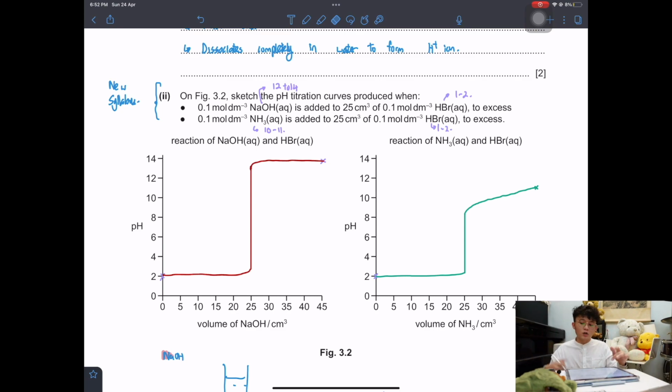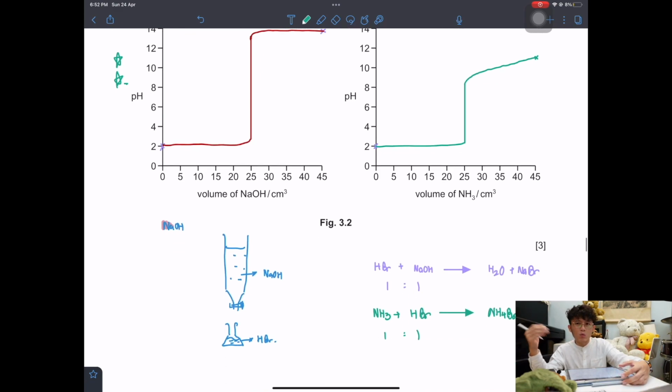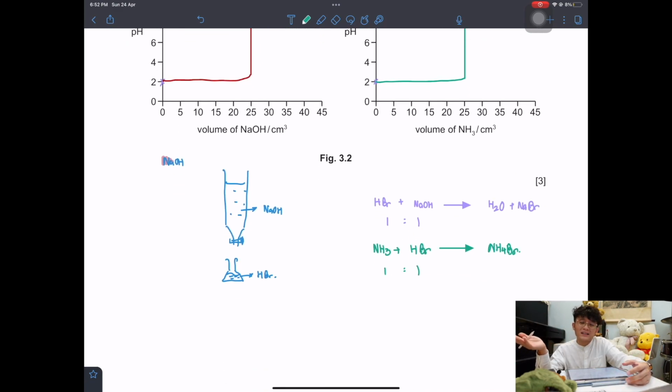Okay, so let's go. New syllabus guys, please remember, I believe May June is gonna come out again. So you must know how to plot your titration curve here. Before that, it was in A2. Now you guys are so unlucky.